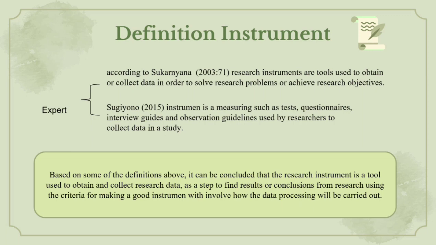So the conclusion of the definition of instrument from the experts, we can conclude that the research instrument is a tool used to obtain and collect research data as a step to find a result or conclusion from research. Using the criteria for making a good instrument will involve how the data processing will be carried out.